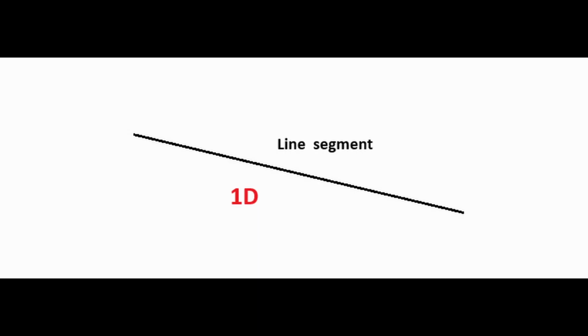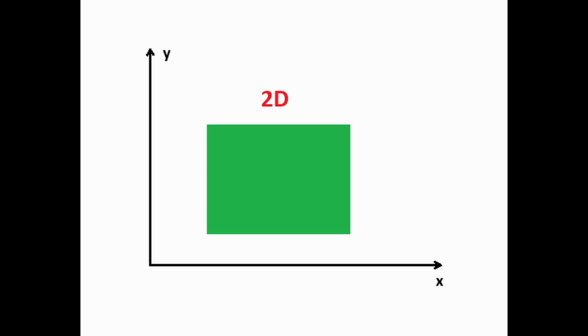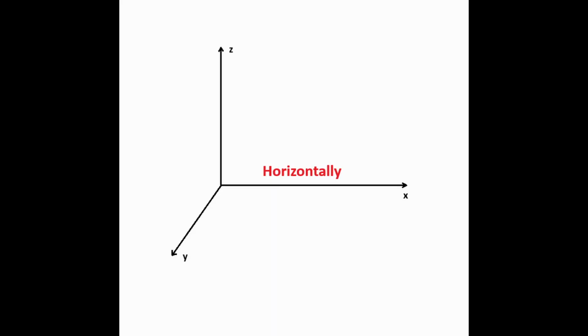Most of us have an intuition for the dimensions of objects. For example, we know a line segment is one-dimensional, a square is two-dimensional, and a cube is three-dimensional. We also typically associate dimensions of space with possible directions, like moving horizontally in one direction, forward or backward in another dimension, or vertically in a third dimension. These are all very familiar concepts to us.